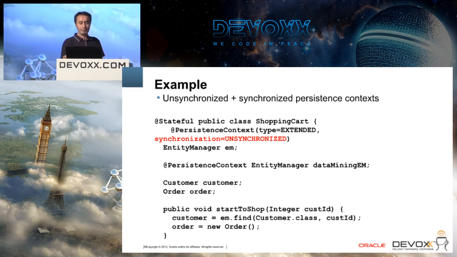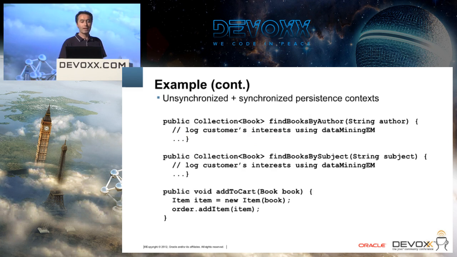So, same as before, I'm in a shopping cart. I find the user, a customer, and I create an order. I go back and forth with the user, the person shopping. But in find books by author, say, and find books by subject, I can use the data mining EM to maybe build up a profile.